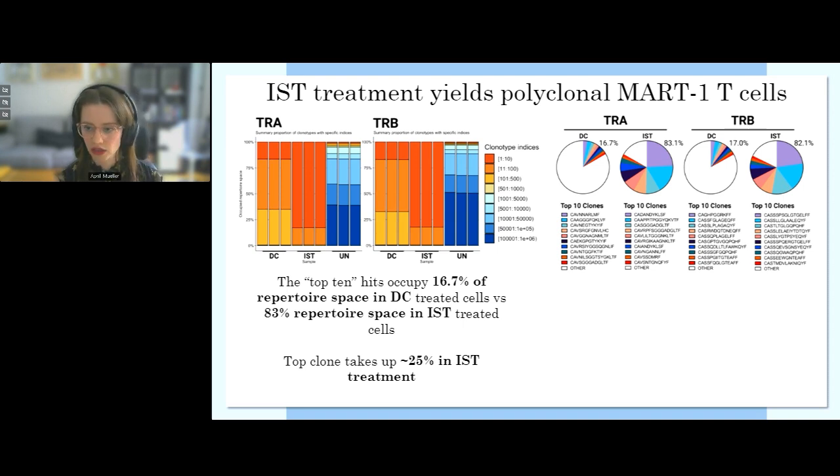Furthermore, you can see here the most common clone in IST is actually taking up about 25% of that total repertoire space. So during the FACS isolation, you can imagine we isolated 100 million cells. 250,000 of those are actually a single clone that's recognizing the MAR1 antigen, which was really fascinating to find.